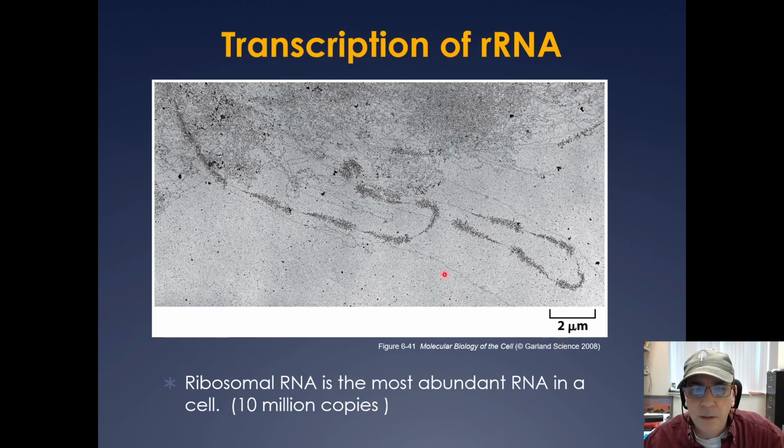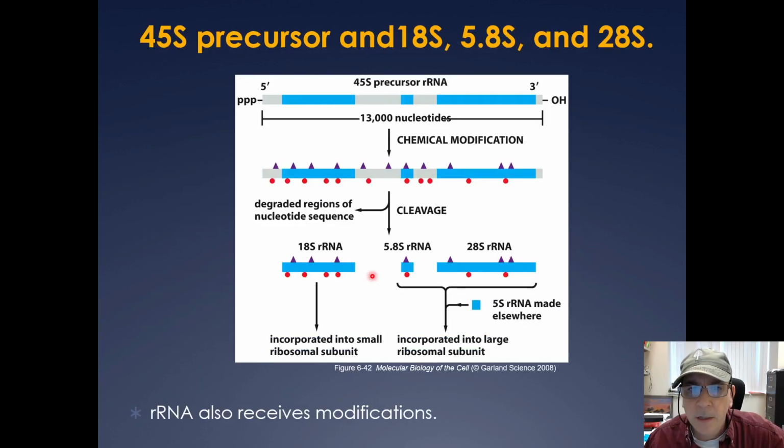So here's transcription of ribosomal RNA. Here's a piece of DNA, and here are ribosomal RNAs being made. And ribosomal RNA is the most abundant RNA in the cell, and there are over 10 million copies of it in a typical cell. And all of the ribosomal RNA is transcribed in the nucleolus of the nucleus, which we'll see in a second. And it's processed there in the nucleolus as well.